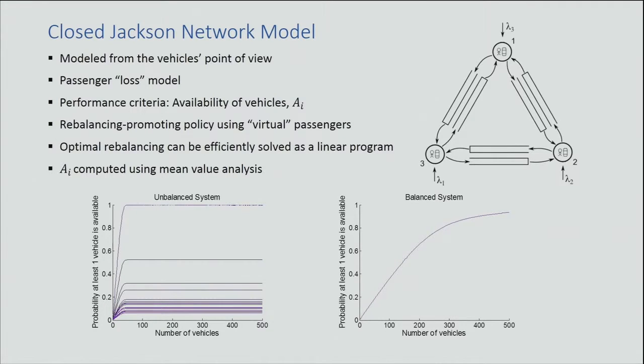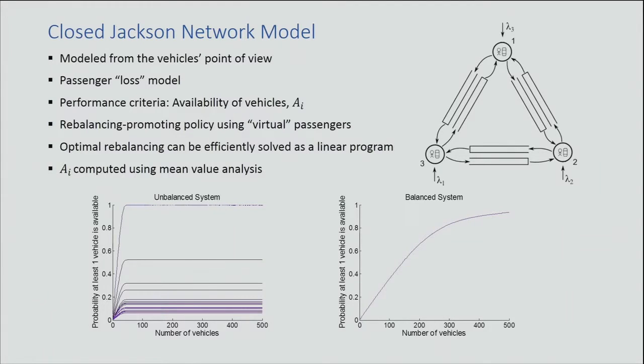Now, we can show that without rebalancing, most of the stations in the city will never reach an availability of 100%, no matter how many vehicles you have. But if you have the optimal rebalancing policy, then the availability of each station is the same, and they approach 100% as you increase the number of vehicles, which is what you would expect.